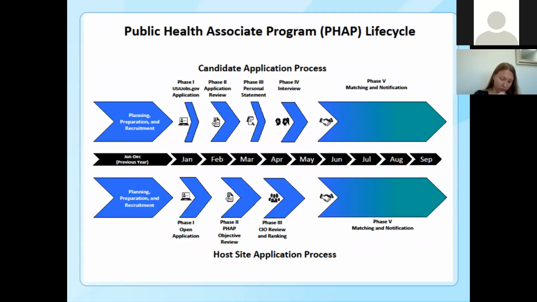Phase 1, in January of 2018, we're in 17 now, will be when the application process starts for both the candidates and for the host sites. And it is literally only a 2-week process. In terms of associates applying, in that 2-week period they will get approximately 4,000 applications. So it is a hugely competitive process.